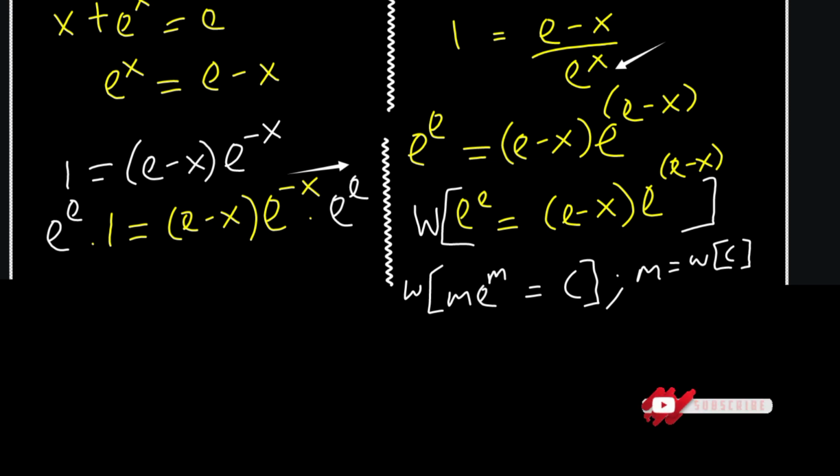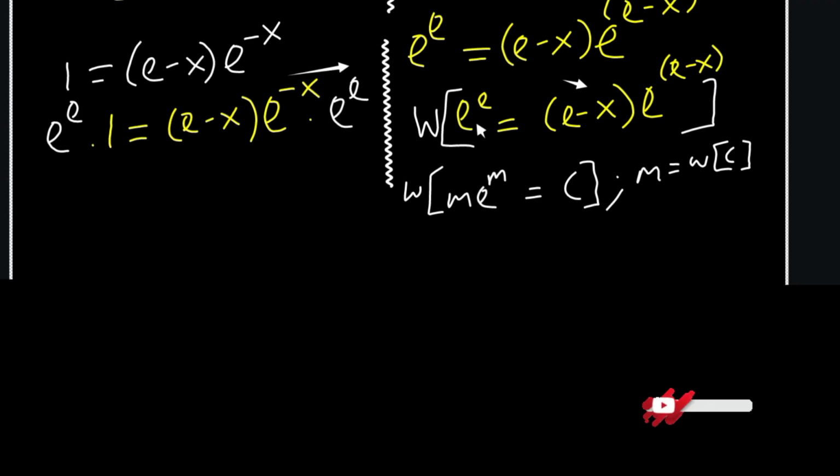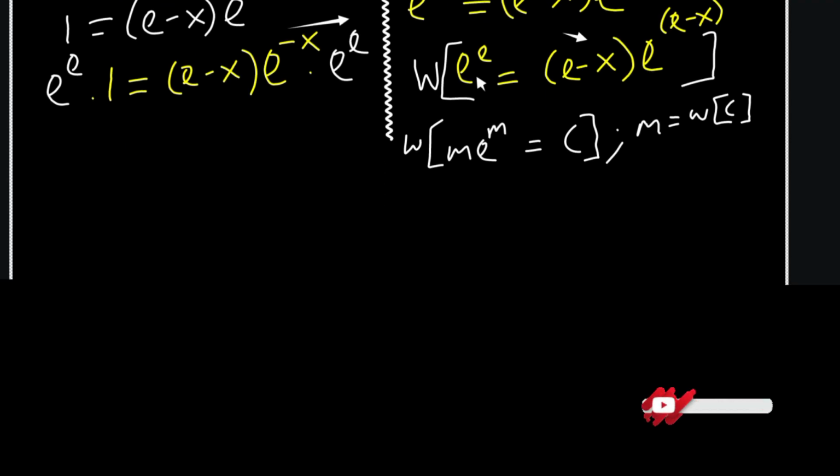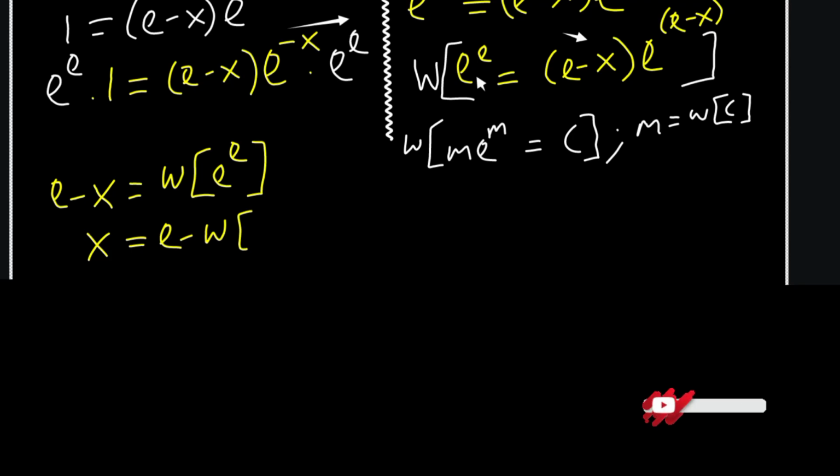And in our case here, m stands for e minus x, and the constant or the number in this case stands for e to the power of e. And then following this property, we are going to discover that e minus x would be equal to the W function of e to the power of e. And from here now we can solve for x. Then by rearranging and transposition, we'll find out that x will be equal e minus W function of e to the power of e.